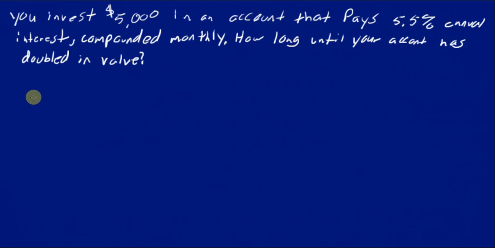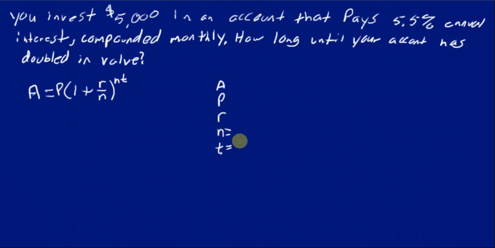So we've got an investment here of $5,000. We've got an interest rate of 5.5%. It's compounded monthly, and we'd like to know how long until it doubles in value. So our equation, if you recall, was the ending amount is equal to the beginning amount, A sub 0 or principal, times 1 plus r over n, the rate over the number of compoundings, raised to the nt, number of compoundings times time. And with money, time is always in years.